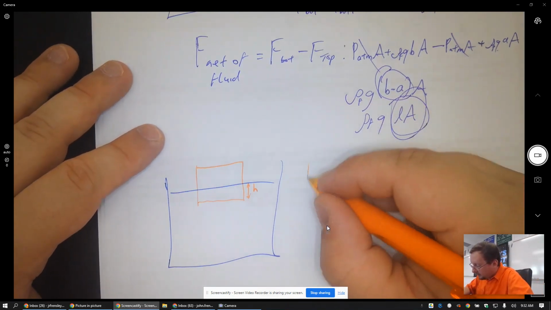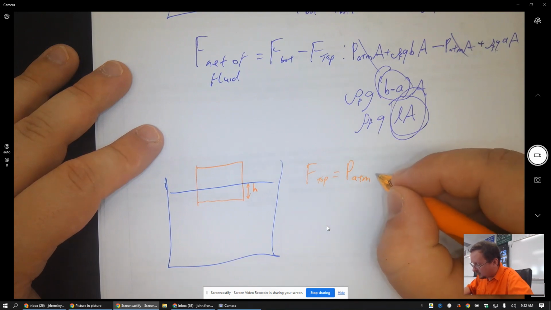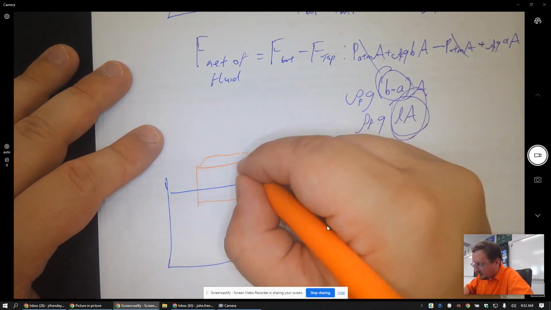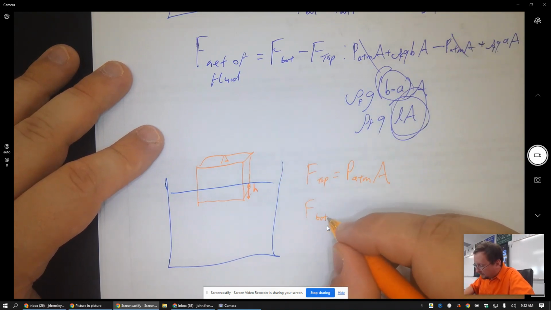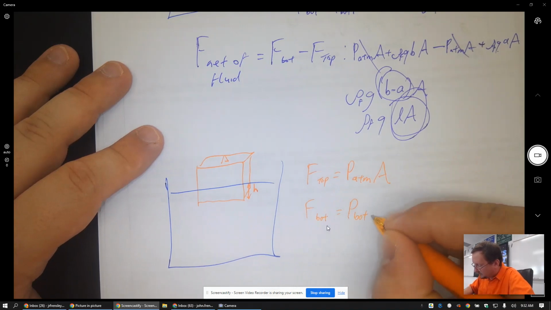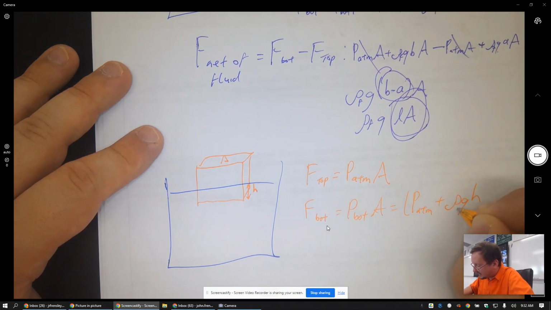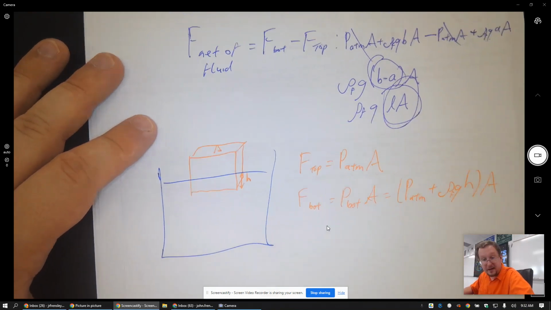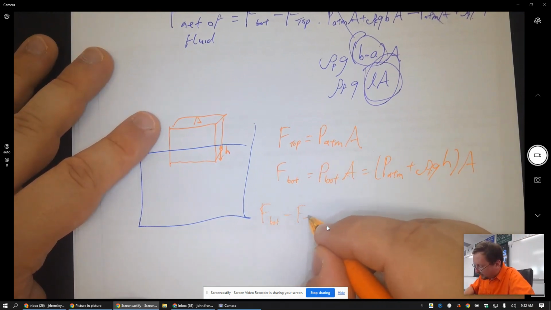So the force on the top is the pressure of the atmosphere pushing down on top times the area of the top, okay? But the force on the bottom will be the pressure on the bottom times A. So what's the pressure on the bottom? That'd be the pressure of the atmosphere plus density, gravity, h. That's the density of the fluid, all times the area. So the net force is the force on the bottom minus the force on the top.